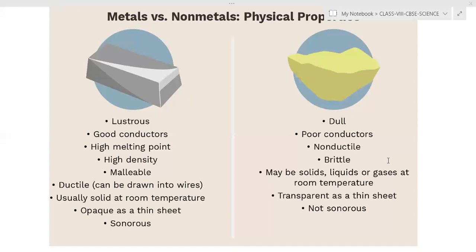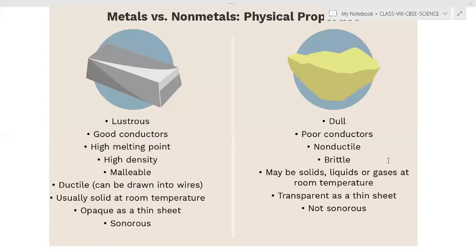Example: a blacksmith beats an iron piece to make a spade, shovel, or an axe. Ductility. It means a material can be stretched or drawn to form thin wires. Example: copper can be drawn into copper wires. Sonority. It means a material makes a ringing sound when struck hard. Example: iron. If we drop an iron plate, we hear a ringing sound.